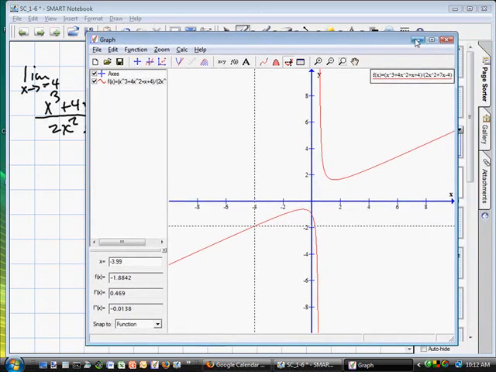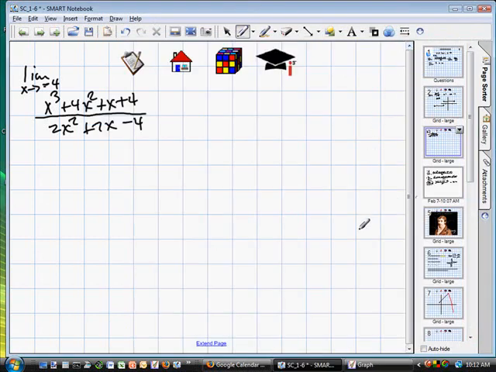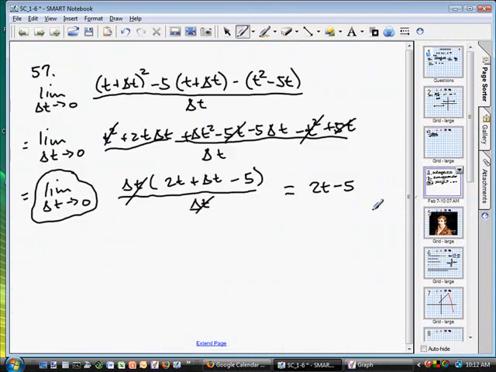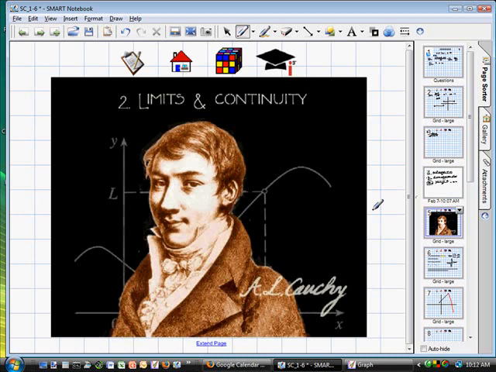Well, we better get going on continuity. Continuity, the fancy name for connected, no gaps. At least, and then we're going to have intervals of continuity.